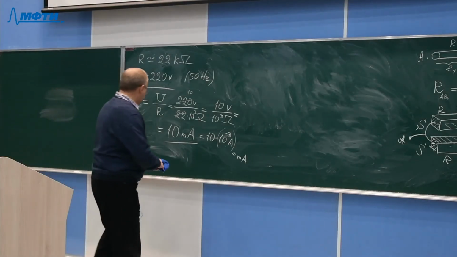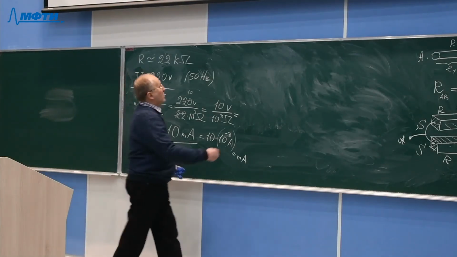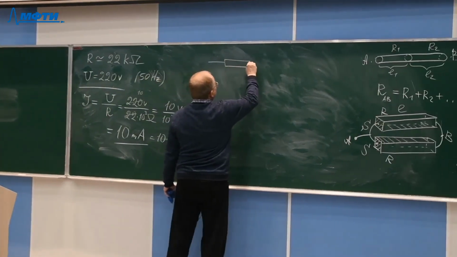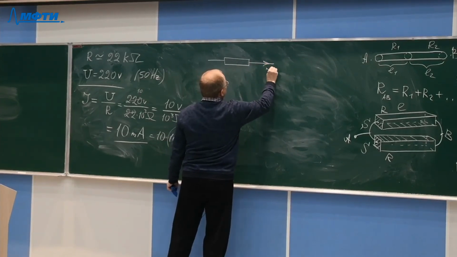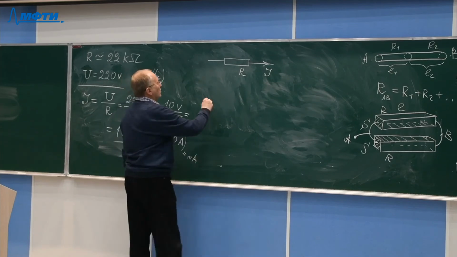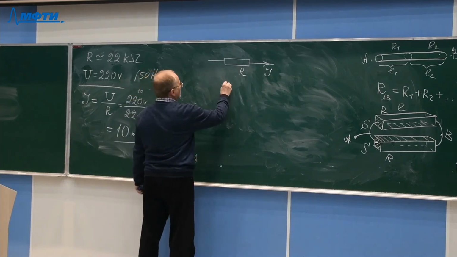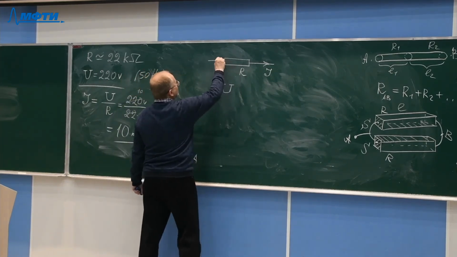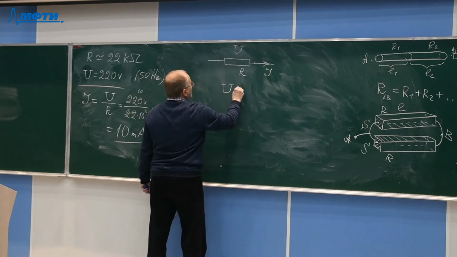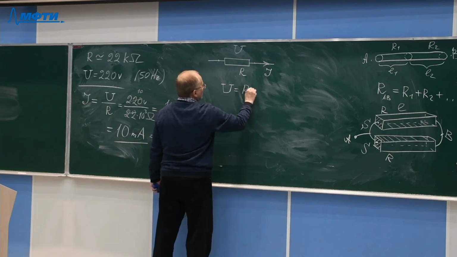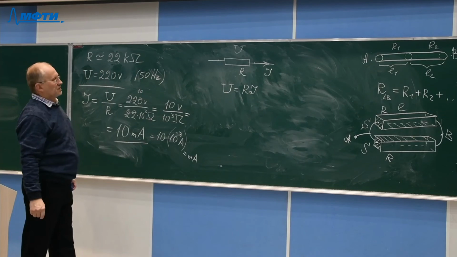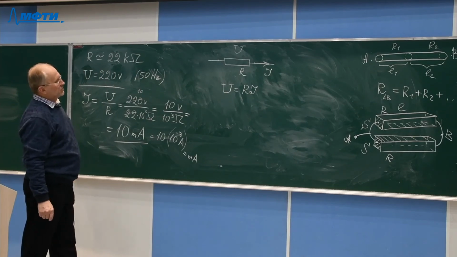Well, the last thing I would like to discuss today is the heating of resistors when the electric current flows through a resistor R. Then, according to Ohm's law, the potential difference on this resistor will be equal to R times the current I, which flows here.